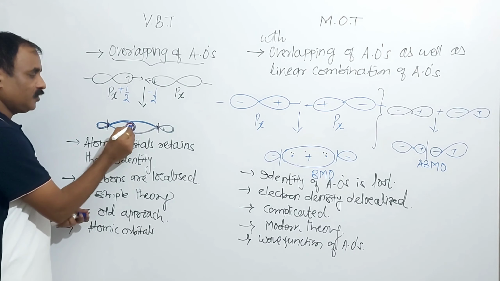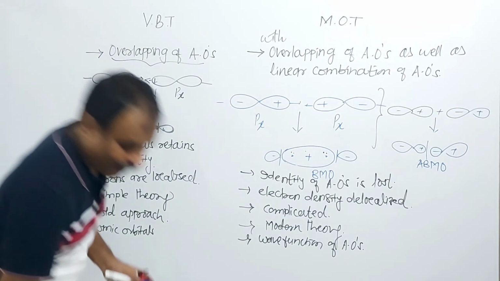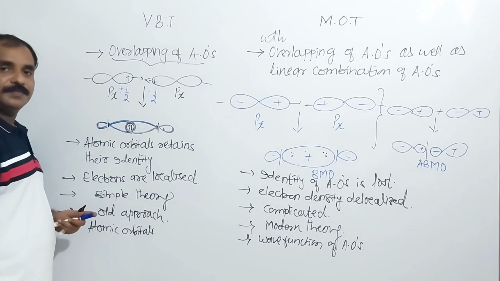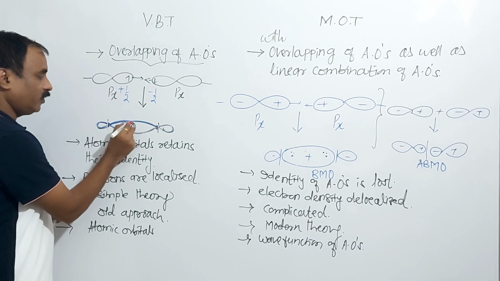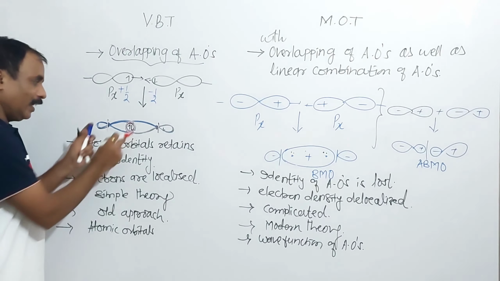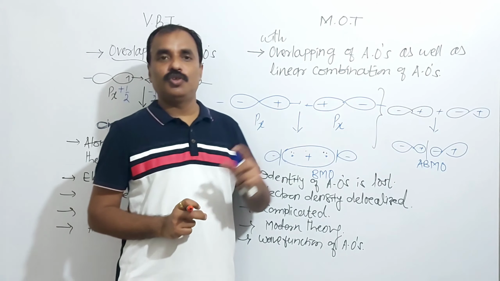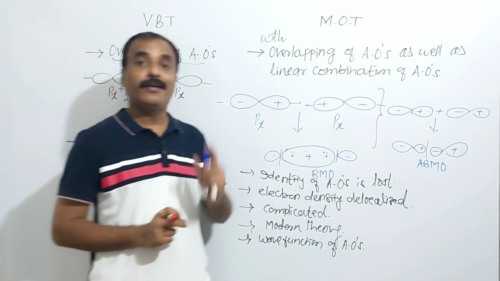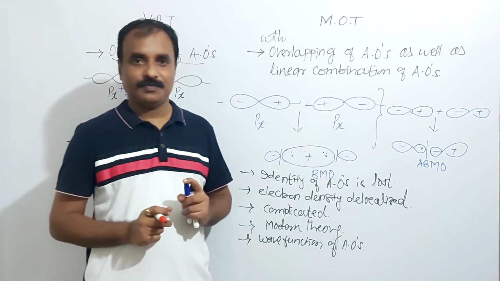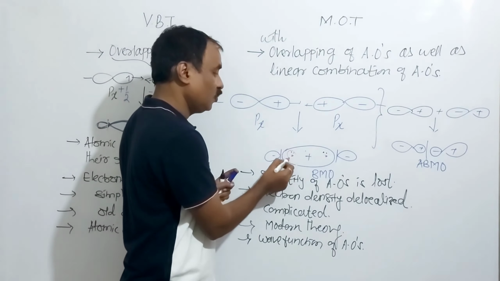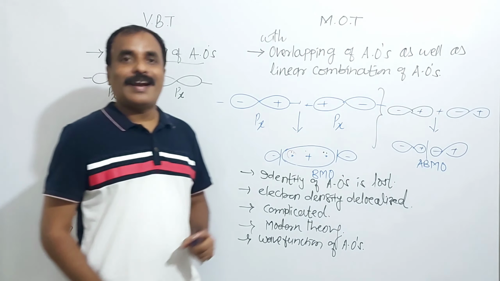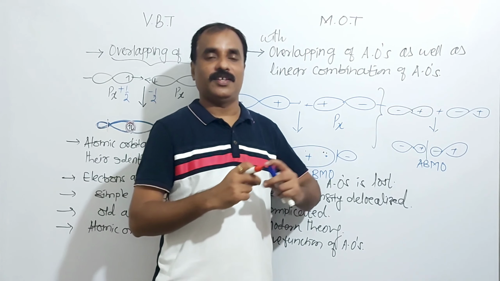Here it is electron density. Electron density lies between two nuclei. Here it is one nucleus, here it is another nucleus. And in case of valence bond theory, after overlapping, electron density lies between two nuclei, and electrons are localized. Position of electron density is fixed. But in case of molecular orbital theory, random position of electron density. It may be present around this nucleus, it may be present around this nucleus. So a random position and electrons are delocalized.